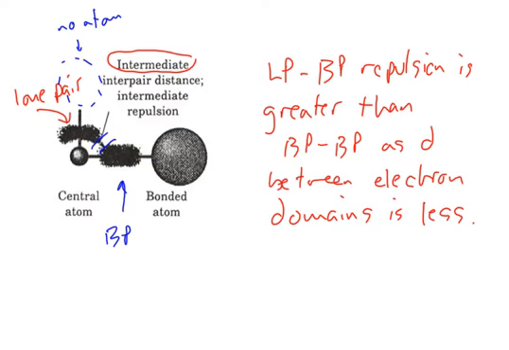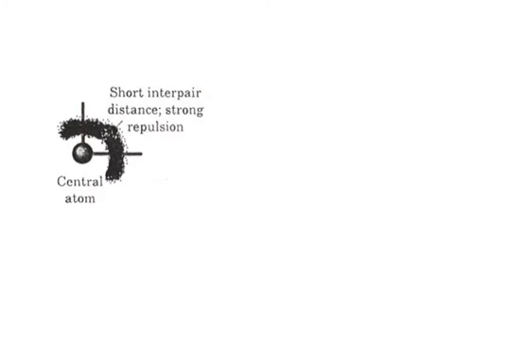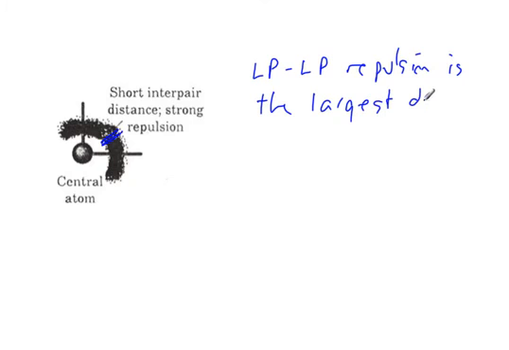And the final one then, and again, you should be able to see this now, this interpair distance is virtually unrecognizable as actual distance. And so lone pair force of repulsion is the largest. It's the largest repulsive force we see, and that's again due to the smallest distance between the electron domains.